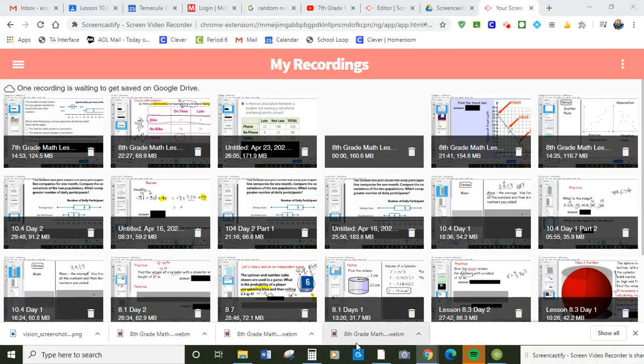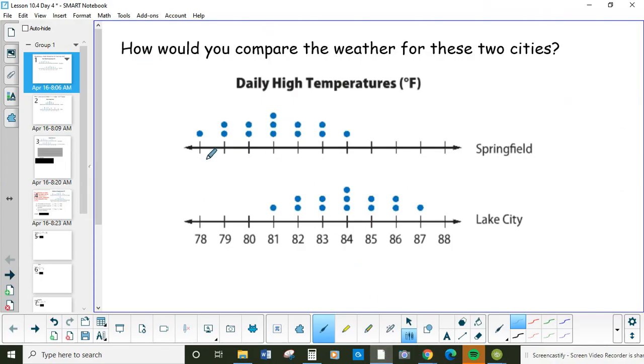Started now on our next lesson. We're going to go ahead and talk about lesson 10-4, day 4. Today we're starting double dot plot. Sounds like the last thing we did, which was double box and whisker, or double box plot.